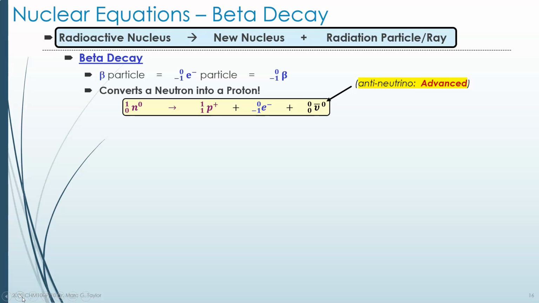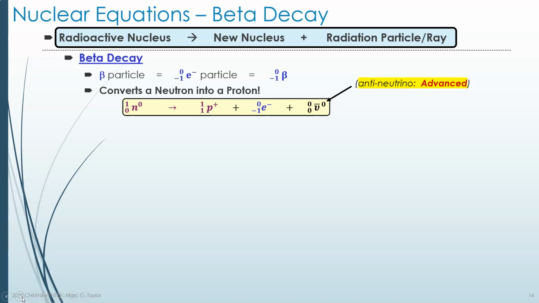Now you'll notice there's a third particle formed, but we're not going to worry about this particle. This is an antimatter particle called the antineutrino, and it's only for very advanced forms of studying nuclear chemistry, so we're not going to cover it. And you don't have to worry about it. You don't even have to write it.